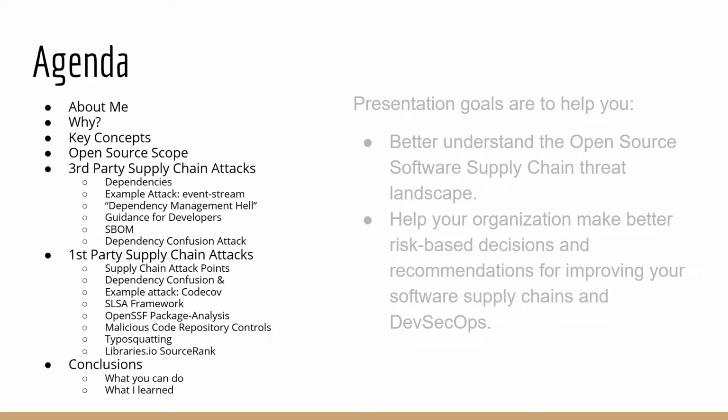What we're going to do is go through a little bit about me, and talk about why this presentation, as this is a journey, much like Sid had a journey along with his presentation. We'll go through some key concepts and talk about open source. We're going to talk through primarily two different types of supply chain attacks, third party and first party. I'm going to talk through some concepts, some example attacks, some guidance and recommendations, and some really cool tooling I've found along the way through both of those. And we'll wrap up with some conclusions.